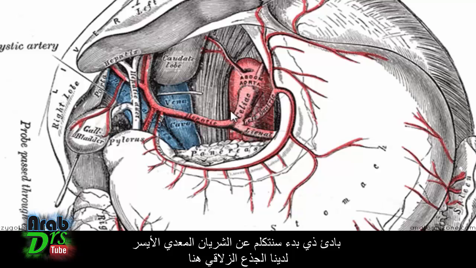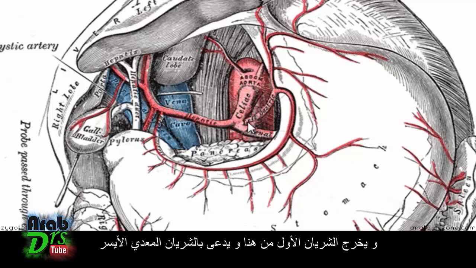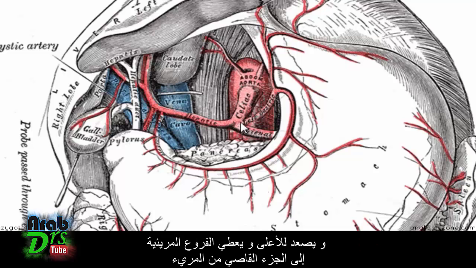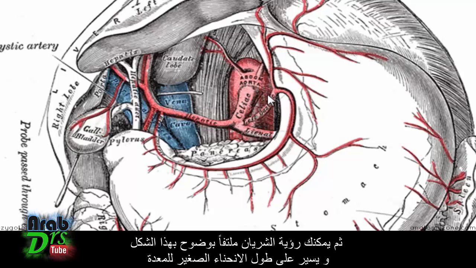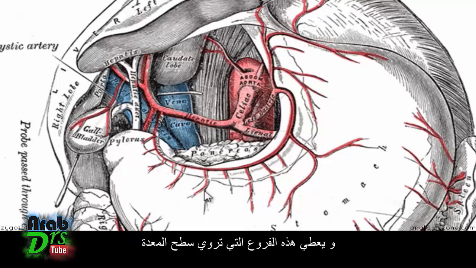So we've got the celiac trunk here, and the first artery coming off it is this artery called the left gastric. And this artery ascends, and it continues upwards here and gives off esophageal branches to the distal part of the esophagus. And then you can see how the artery then sharply curves around like this, and it runs along the lesser curvature of the stomach, and it gives off these branches which supply the surface of the stomach.